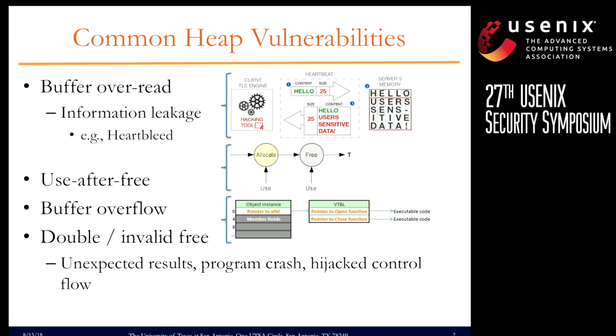And then finally, double free refers to when a heap object is freed more than once, and an invalid free occurs when an address not associated with a valid heap object is passed into the deallocation functions. Now, these last three can produce unexpected results, anything from a program crash to hijacked control flow.